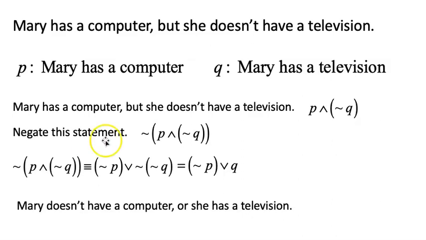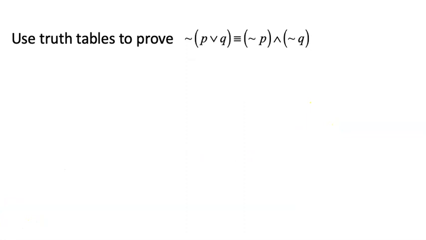Okay, so that's one version of DeMorgan's law. Negate the first, change and to or, negate the second. Now we're going to look at the second version of DeMorgan's law. The negation of P or Q is the negation of P and the negation of Q. So notice this one, negate the first piece, change from or to and, negate the second piece. So there's a certain similarity in both versions of DeMorgan's law.